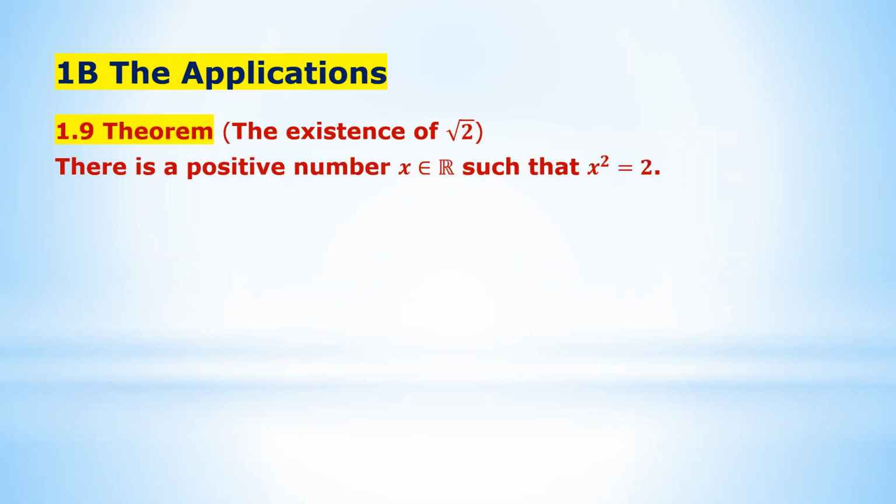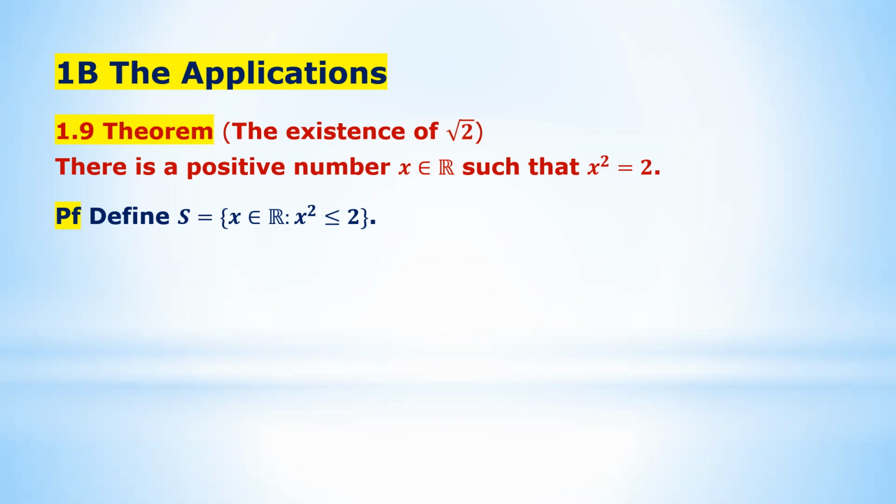So prove the existence of square root 2, meaning that you're trying to show the existence of a positive number x such that x squared equals 2, okay? So this is our goal. Now, in order to reach this goal, we use a very special argument. So we're trying to define a set, it's called S. S equals all the real numbers x such that x squared is less than or equal to 2.